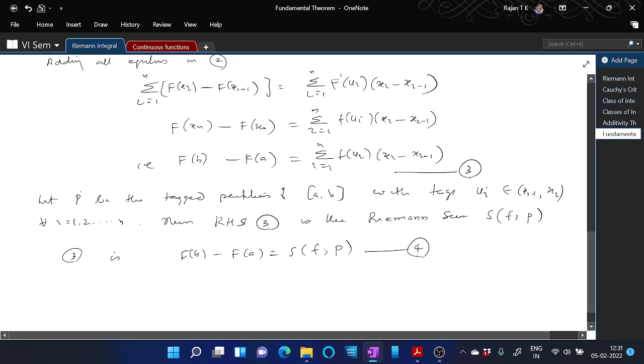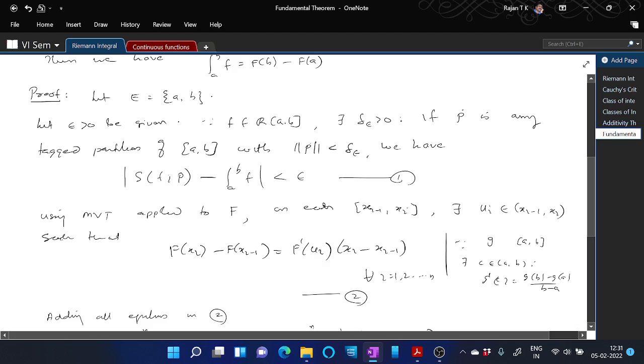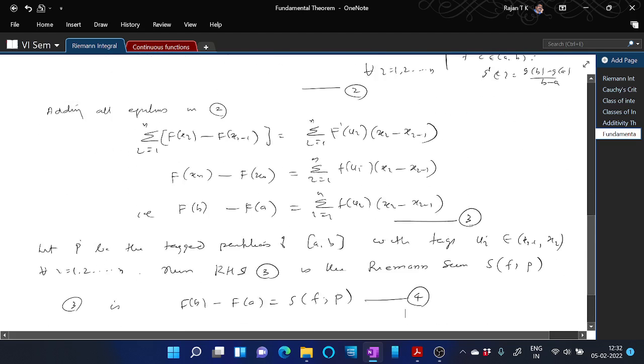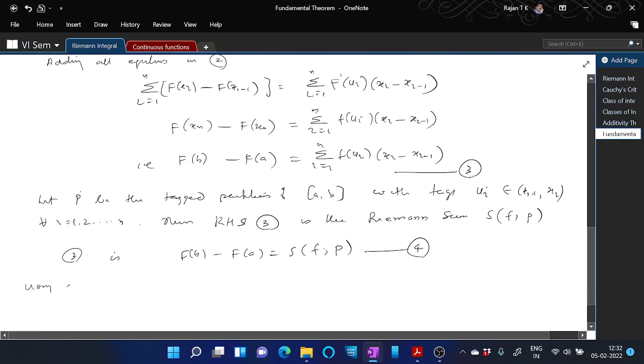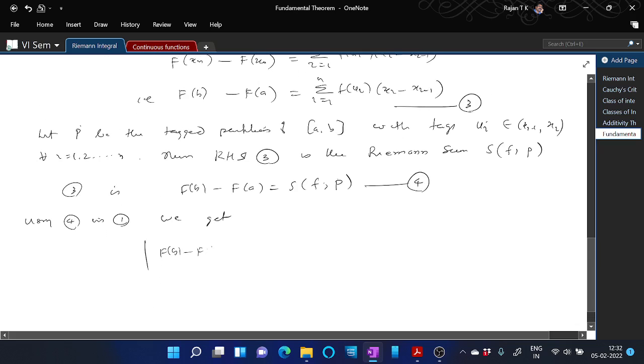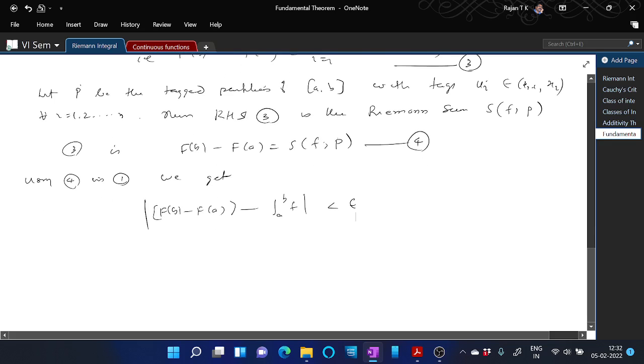Take this as 4. Now from 1 we have, for any tagged partition P with norm of P less than delta epsilon, modulus of S(f; P) minus integral a to b of f is less than epsilon. At the same time, 4 says that this S(f; P) is the same as F(b) minus F(a). Therefore, using 4 in 1, we get modulus of F(b) minus F(a), that is S(f; P), minus integral a to b of f is less than epsilon. Since epsilon is arbitrary, we have the result.